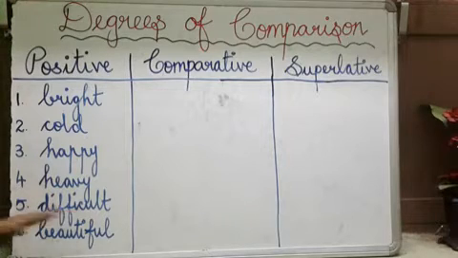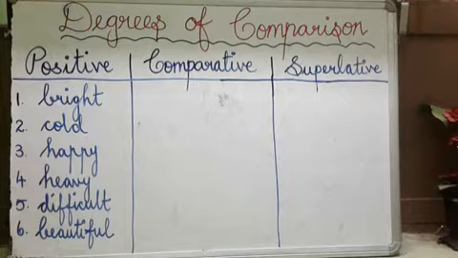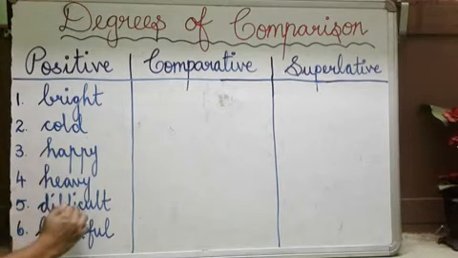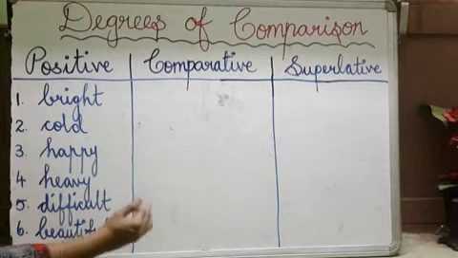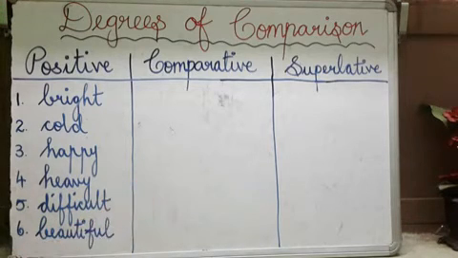Now, for example, here is difficult. Keep your hand below your chin and say difficult. How many times does your chin drop? Let us find out. Difficult. So 3 times it drops, 3 syllables. So when there are more than 2 syllables, you have to add more and most. Shall we start forming the comparative and superlative degrees now?